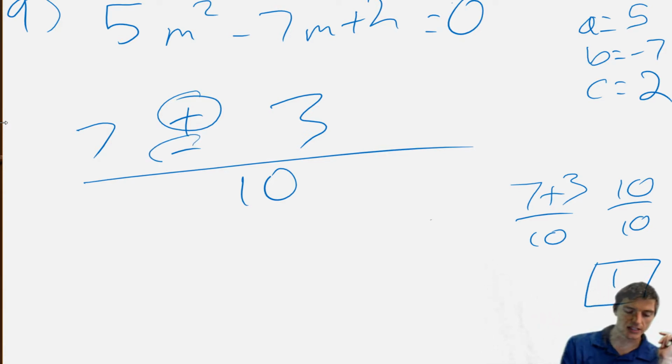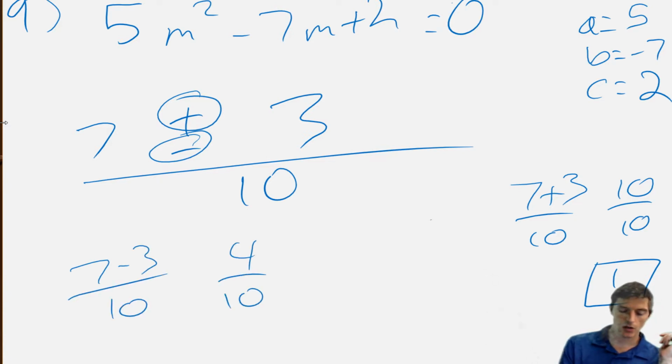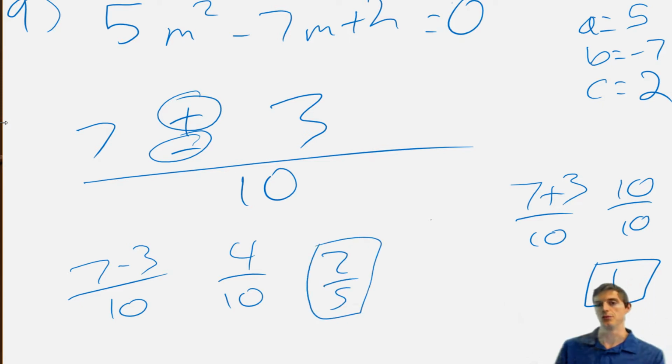My second solution is 7 minus 3 over 10, which is 4 over 10. Which, I mean, you could reduce to 2/5, or if you're a decimal kid and want to do 0.4, that's my second solution. So those are the two solutions for the quadratic formula. The key is just to be really careful, putting it all in there and not losing any subtraction signs.